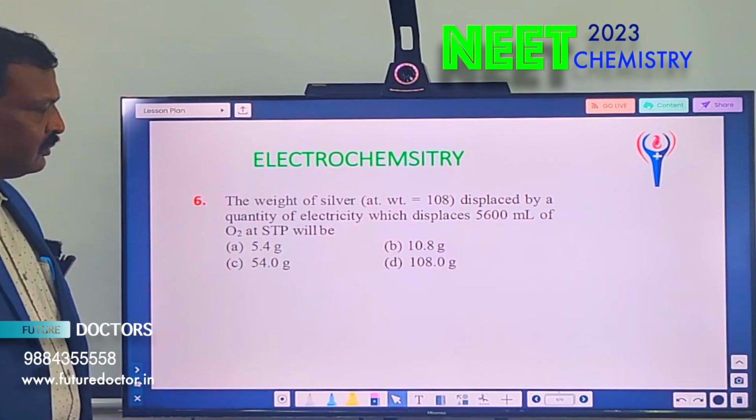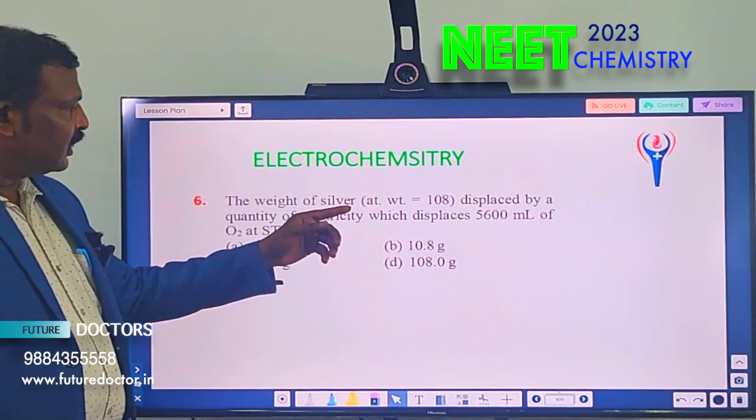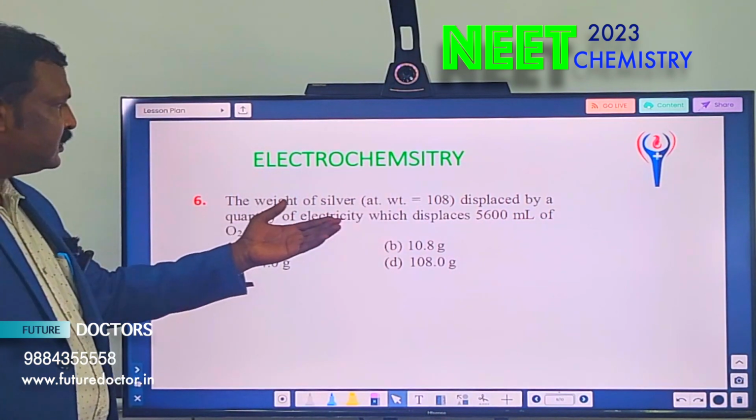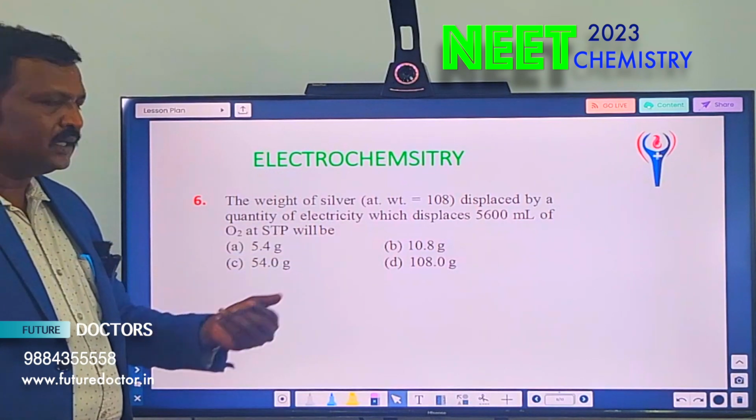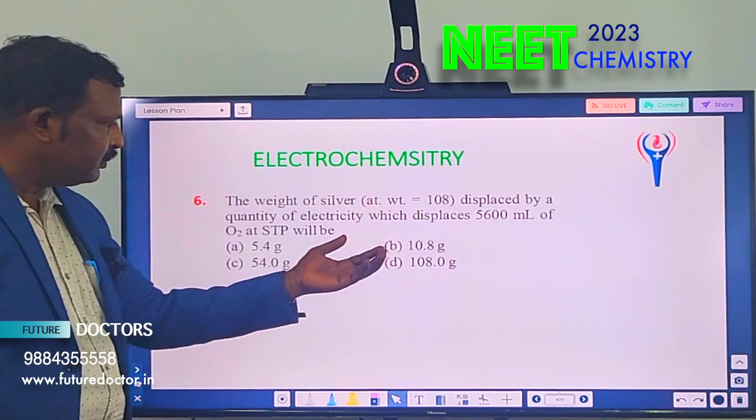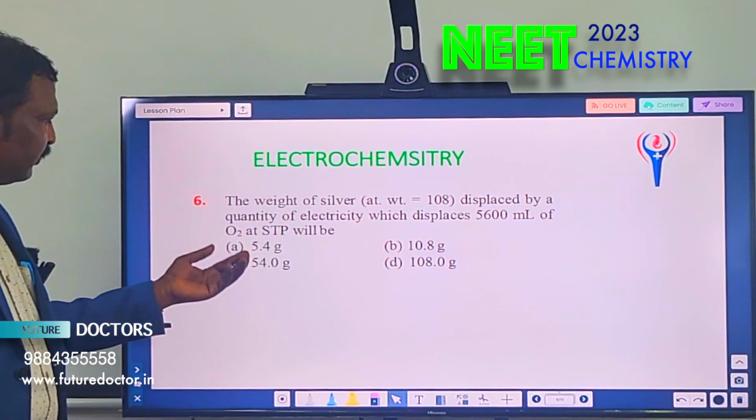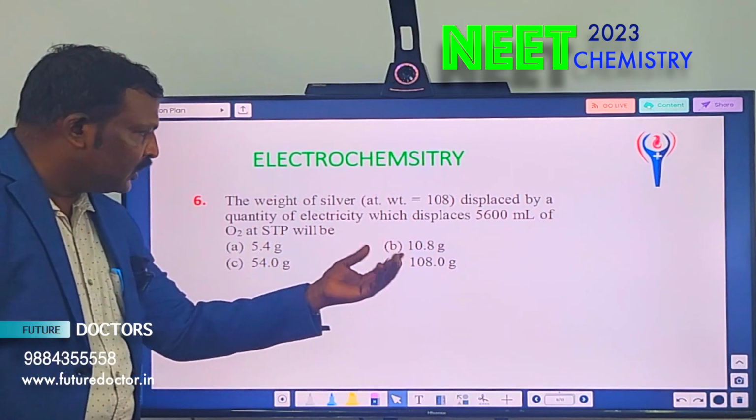Next one. Sixth question. The weight of silver (atomic mass is given as 108) displaced by a quantity of electricity which displaces 5600 ml of O2 at STP will be dash. Option A 5.4 gram. Option B 10.8 gram. Option C 54.0 gram. Option D 108.0 gram.